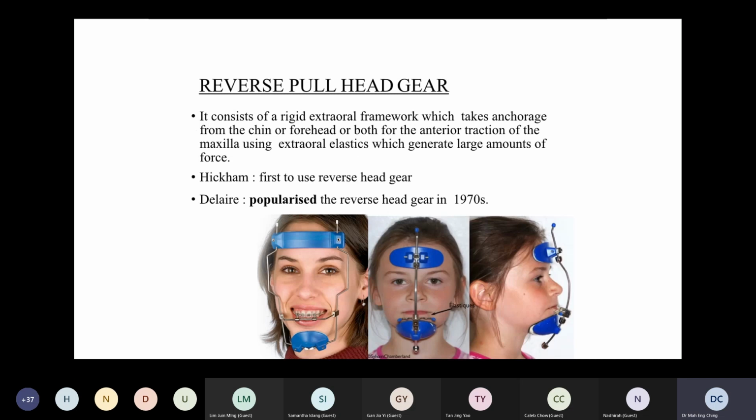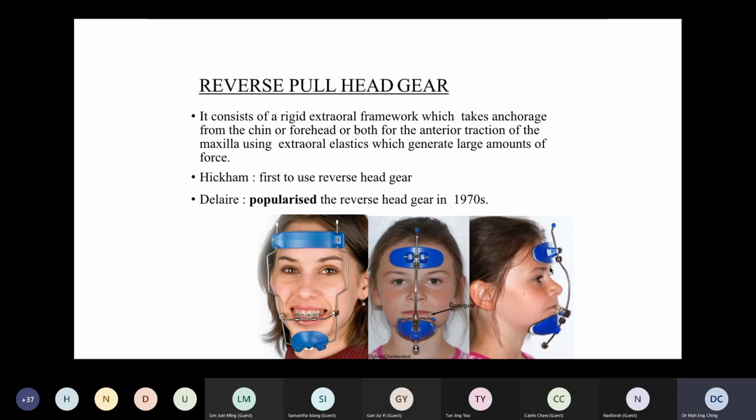Now we come to the reverse pull headgear, which mainly deals with the class 3 skeletal pattern. It consists of a rigid extraoral framework, which takes anchorage from the chin and the forehead. So you have something resting on the chin and the forehead, or both, for the anterior traction of the maxilla using extraoral elastics, which generate a large amount of force.